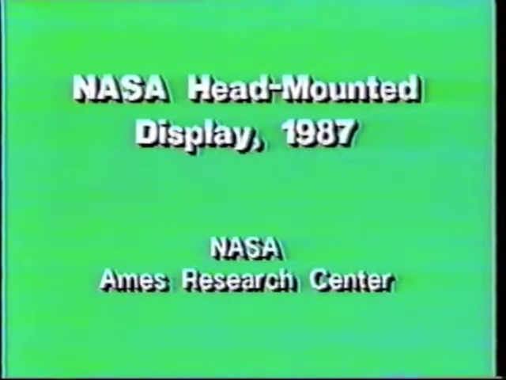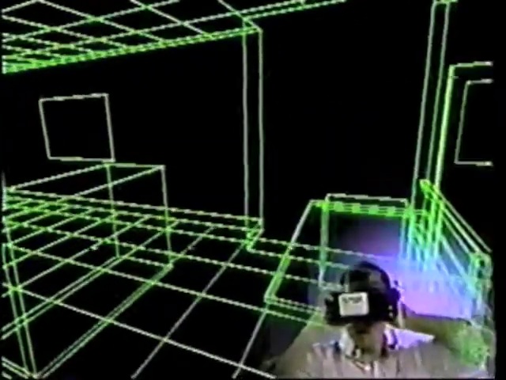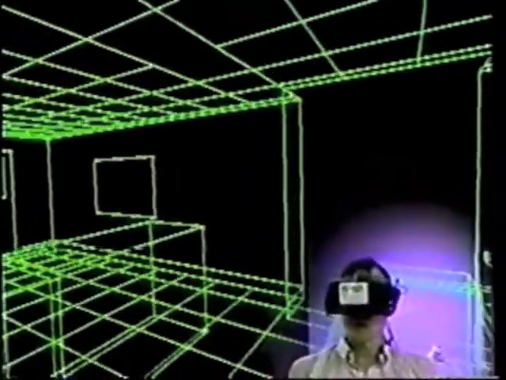Now we're going to look in more detail at each of these three systems. The NASA head-mounted display was put together in the mid-80s, and this videotape was made in 1987. It uses wireframe graphics, as you can see. They're generated from a Silicon Graphics Iris workstation.